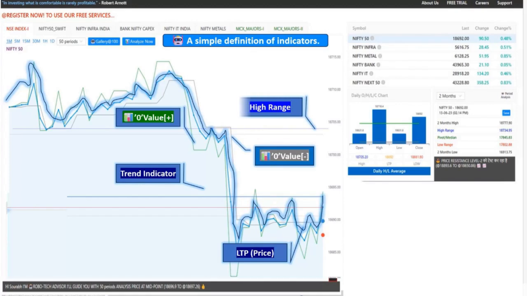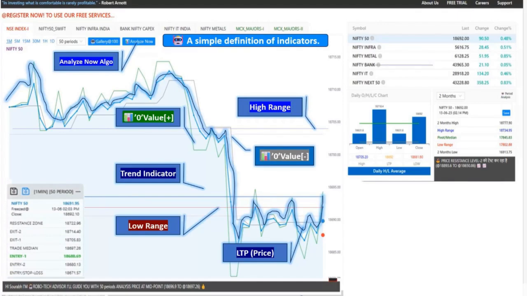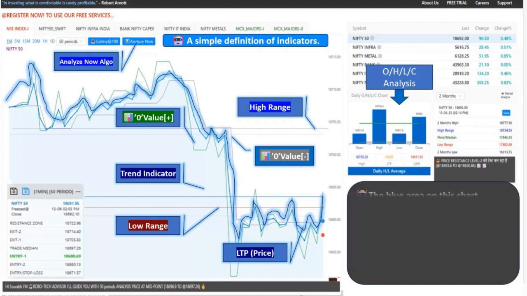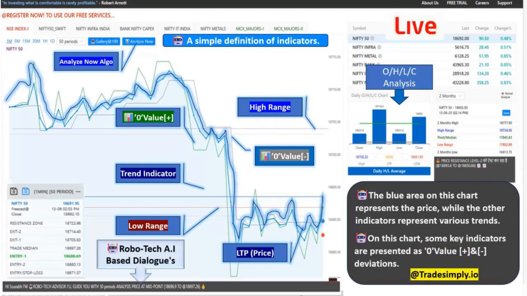The high range indicator shows the nearest high range and updates in real time, and the low range indicator indicates the nearest support level. Clicking on Analyze Now Algo provides analysis for your current selection, defined by the Robotech AI in terms of dialogues. The right window attempts to explain the daily open, high, low, close candles relative to the previous close, offering relevant analysis. Complete zero-value assumptions are explained with the help of Robotech AI on the basis of your selection.